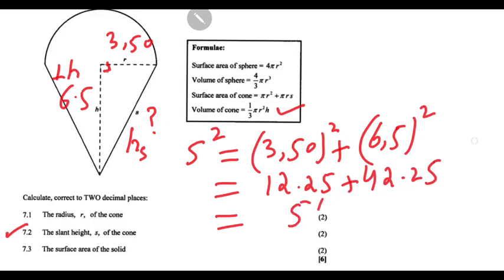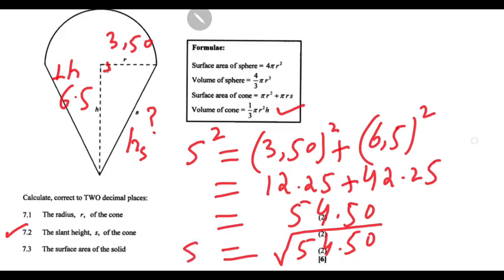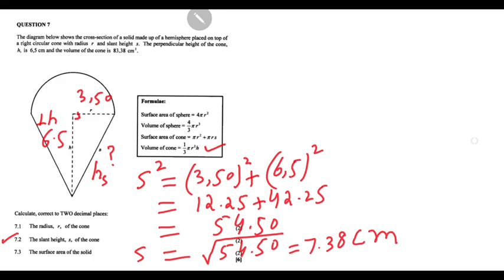It's going to be 54.50, and now I take the square root of this one, and now I need to find the value of s. I use my calculator. The answer is 7.38 centimeters. This is the slant height.